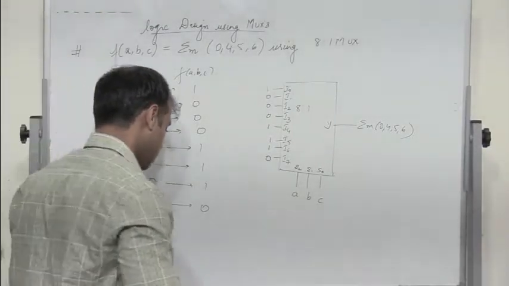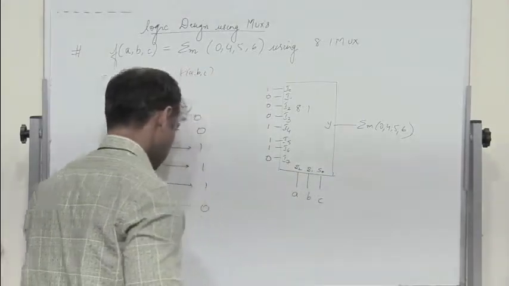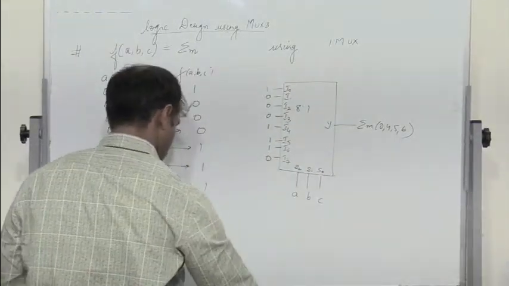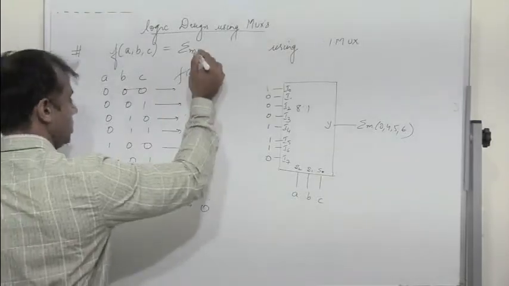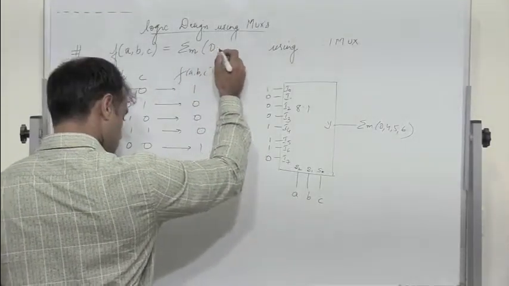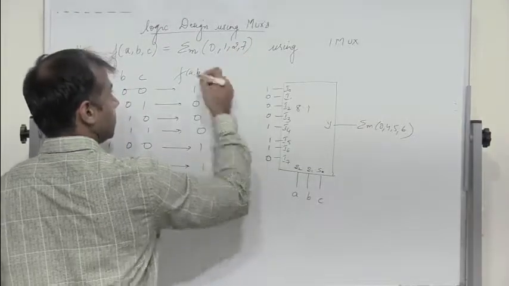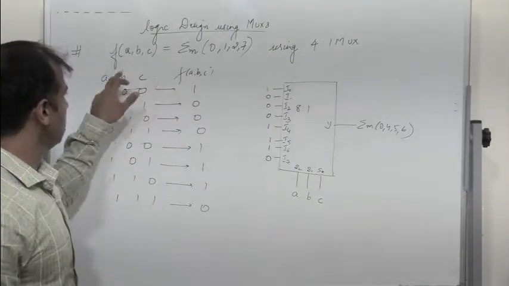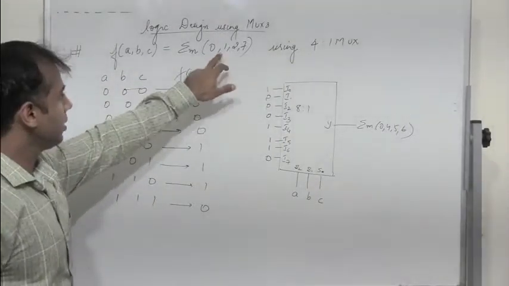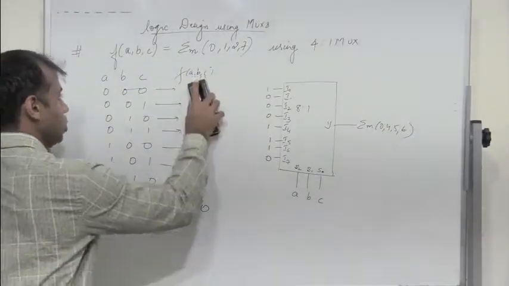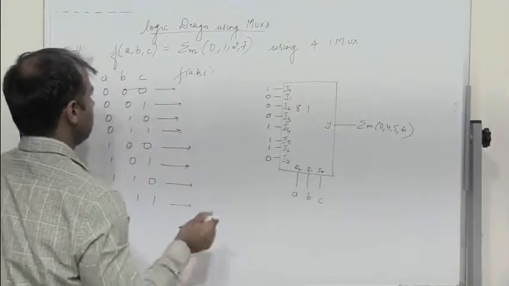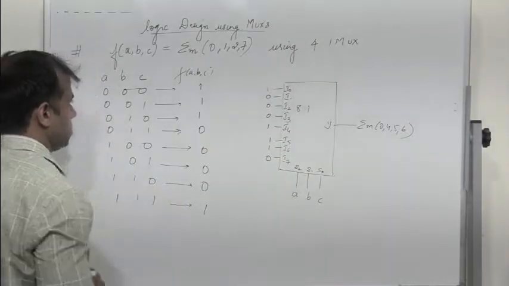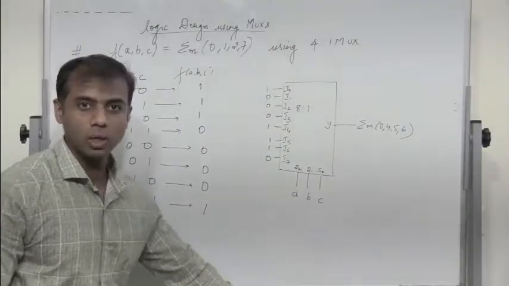So let's take another example. So we have to implement the function F(A, B, C) = Σm(0, 1, 2, 7) using a 4 is to 1 MUX. Okay, so according to the given problem, there are 3 inputs ABC and the output is high for 0, 1, 2 and 7. And it is 0 for the remaining combinations. We need to use a 4 is to 1 MUX.